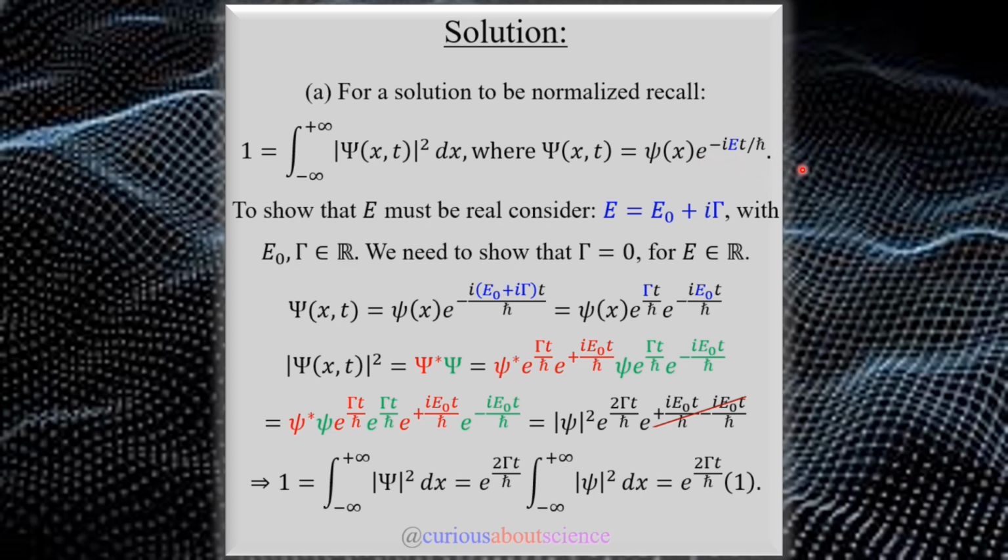Okay? So to show that E must be real, let's consider the case where E is a complex number, i.e. E is equal to E0 plus i gamma, much like we did with the potential in problem 1.17. Now with this, we see that E0 and gamma are real numbers, and what we need to do is show that gamma equals 0 if we want E to be a real number, which is the proof of the statement.